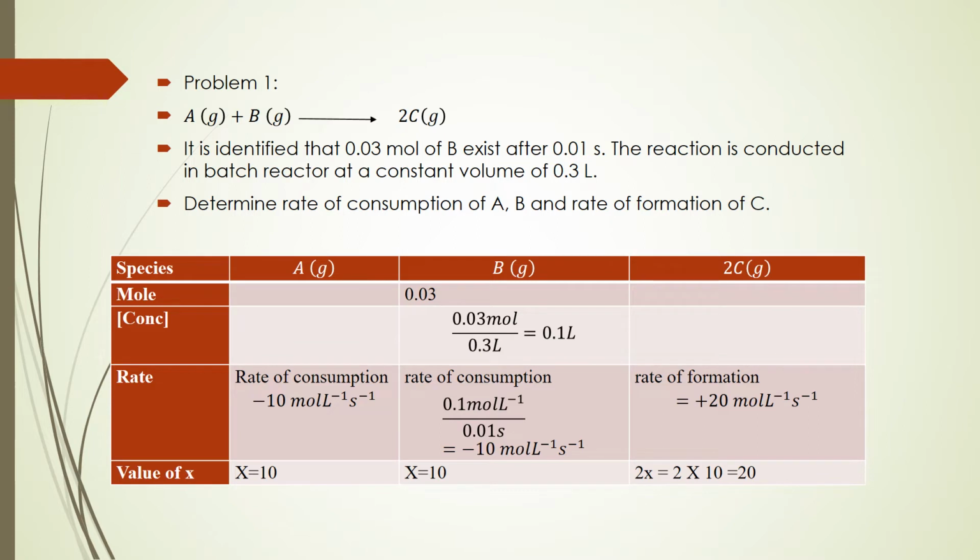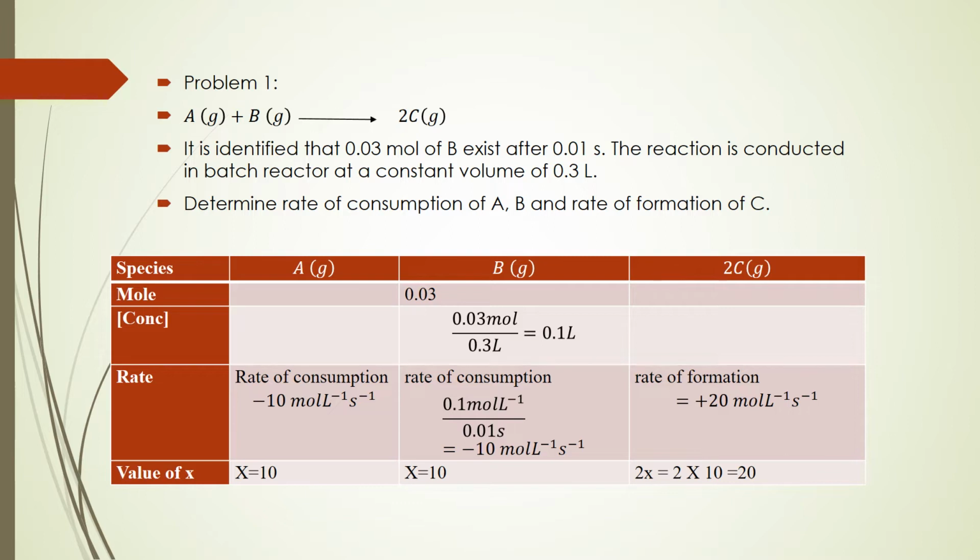Let's see problem 1. For problem 1, we have A and B reacting to form 2C, 2 moles of C. 1 mole of A reacts with 1 mole of B to form 2 moles of C. It is identified that 0.003 mole of B exists after 0.01 seconds. The reaction is conducted in a batch reactor at a constant volume of 0.3 liter. So let's tabulate this data. From this data, we need to calculate the rate of consumption of A and B and the rate of formation of C.